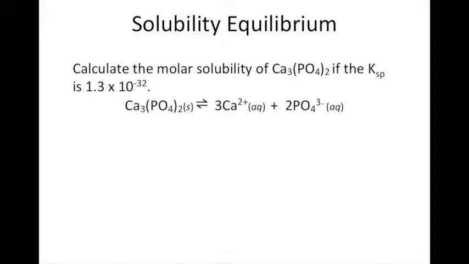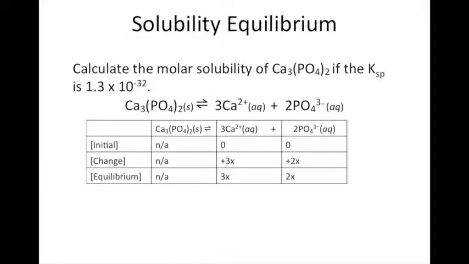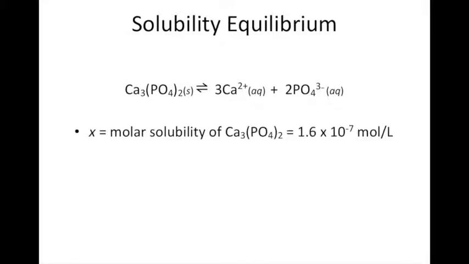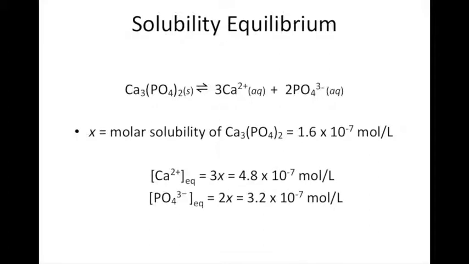Okay. Let's write our dissociation equation for calcium phosphate. Set up our ICE table. Again, be careful of your stoichiometry. Set up a Ksp expression. Plug in your equilibrium values. Solve for x, and x will be equal to the molar solubility of calcium phosphate. Now our concentration of calcium is going to be 3 times the molar solubility, and the concentration of phosphate will be twice that.